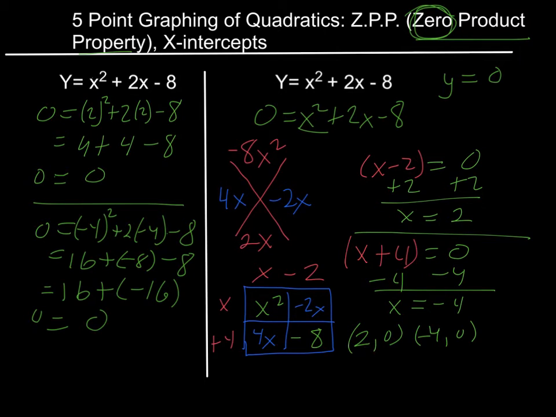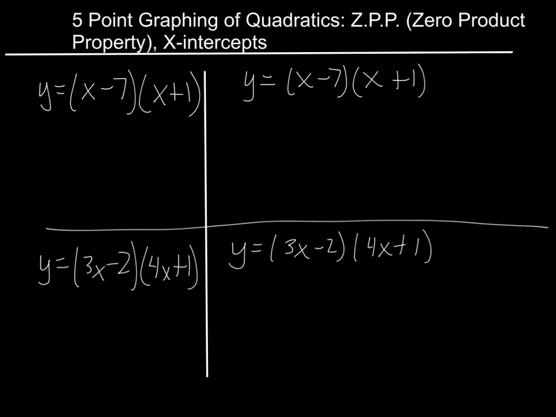What that means is that this parabola is going to cross at these 2 points. And I'll show you that on a graph here in just a second. So for this parabola, I now know it's going to cross at (2, 0) and (-4, 0). So over here, what I've done is I've gone ahead and factored it, and I just want us to practice, or to see what it looks like to do the ZPP part.